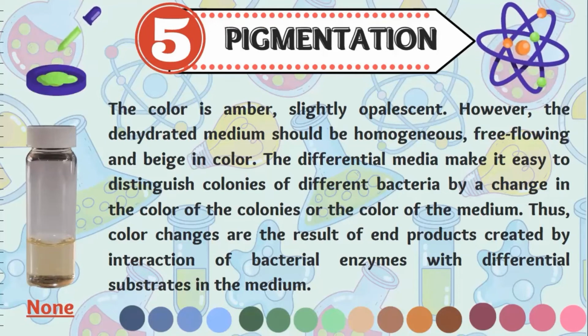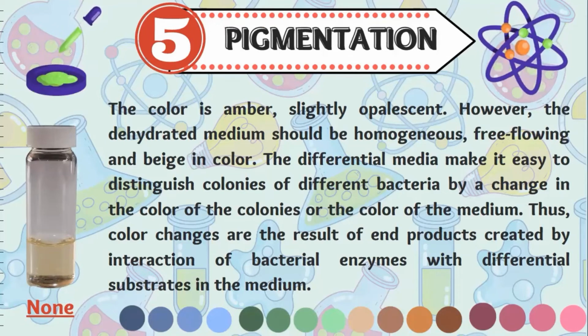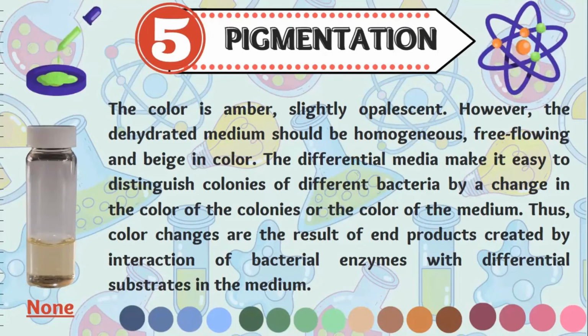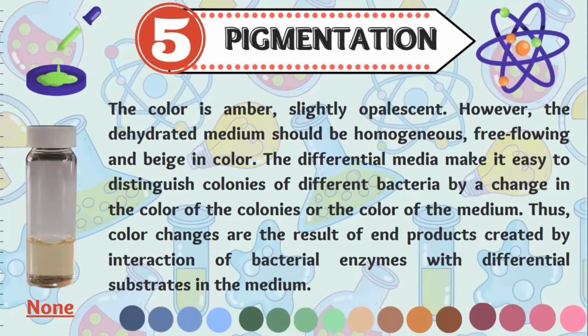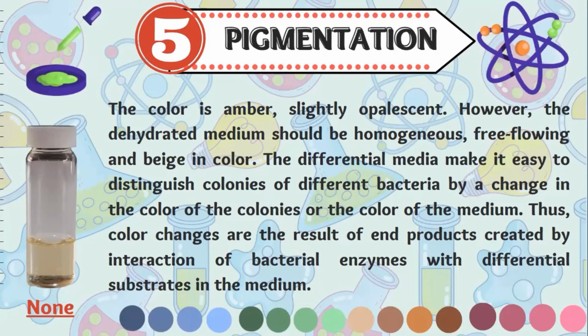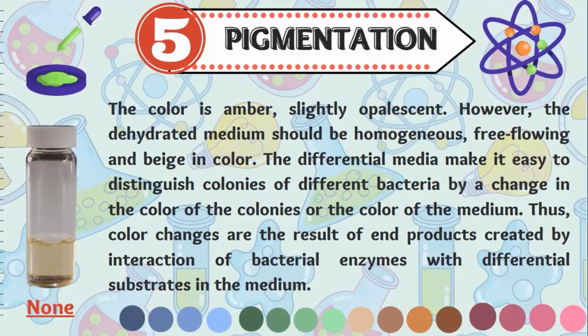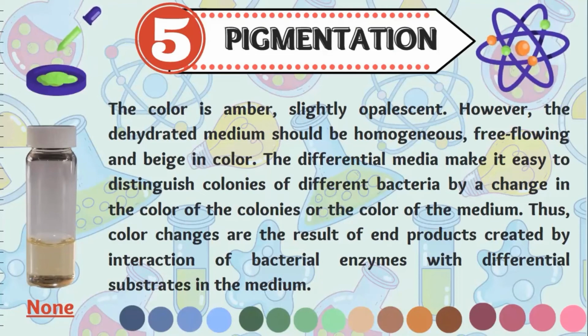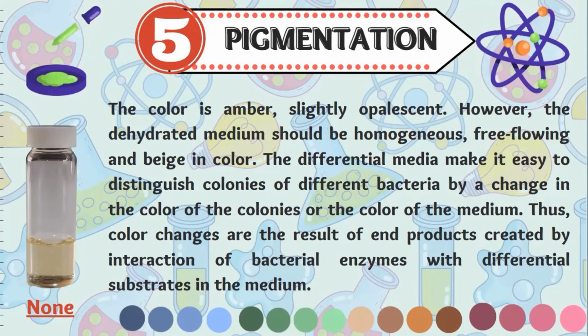However, the dehydrated medium should be homogeneous, free-flowing, and beige in color. The differential media make it easy to distinguish colonies of different bacteria by a change in the color of the colonies or the color of the medium. Thus, color changes are the result of end products created by the interaction of bacterial enzymes with differential substrates in the medium.